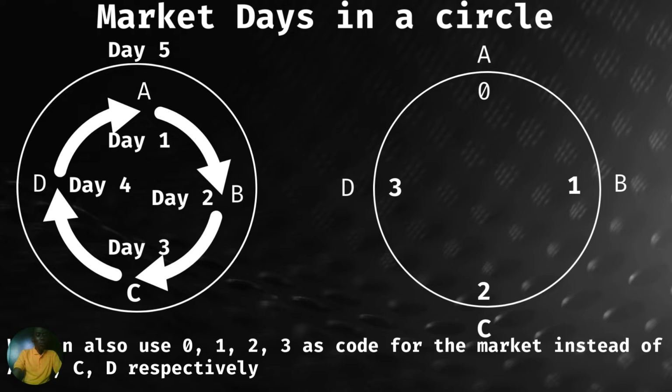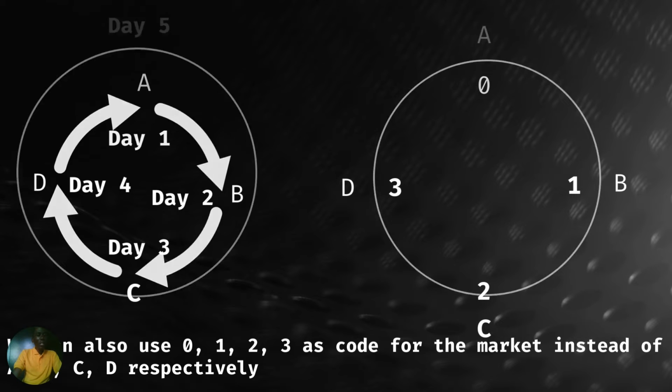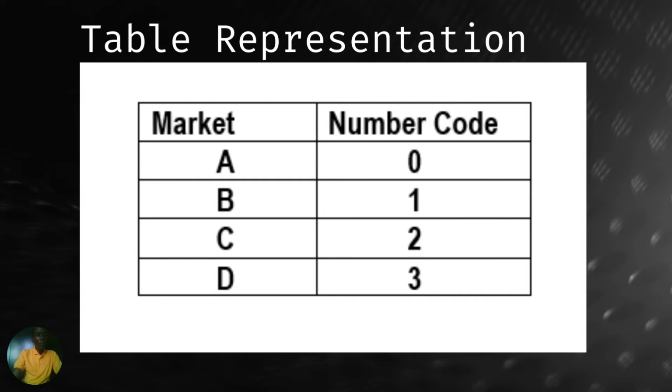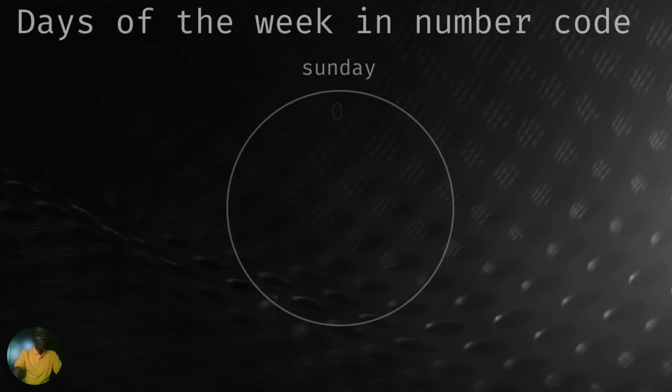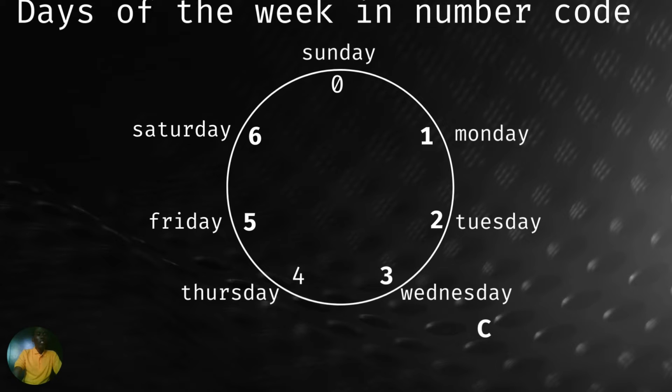So if we look at that very well, we can use this to bring up a table. And when we bring out a table, we'll look at the number code for each of these market days, A, B, C, and D. Now let's represent this in a code. Let's assume that 0 is the code for A, just as we have said. B is 1, C is 2, and D is 3.